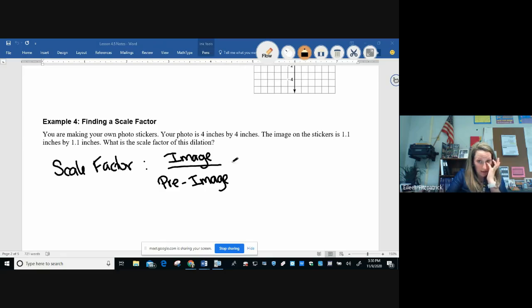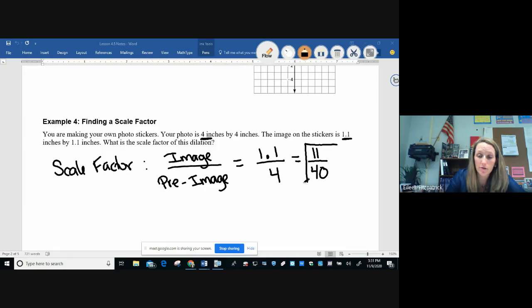Okay, so one of the side lengths of your image, the new sticker, right, is 1.1. And that is being compared to, that corresponds to this side length of your pre-image, which is 4 units long. Now we have to simplify that. So move the decimal one place in each number. So that's 11 over 40. And that can't be simplified any further, so that is your scale factor. All right, it's not proper to leave decimals in our fractions, so that's why this was not completely simplified. Multiply top and bottom by 10, or move the decimal one place on top and bottom. That's where 11 over 40 came from. And there you go.